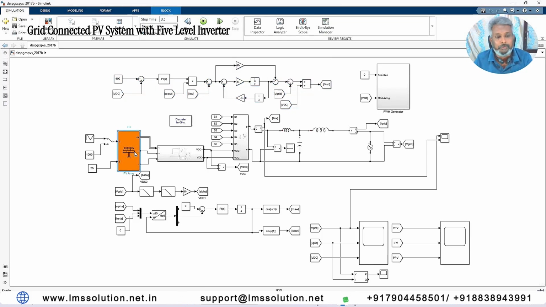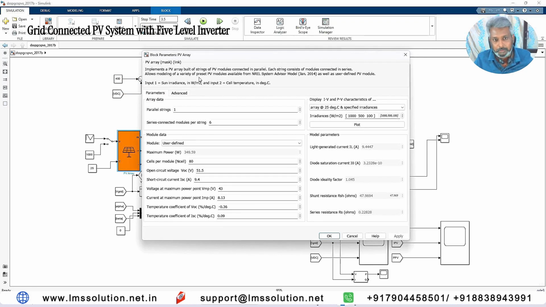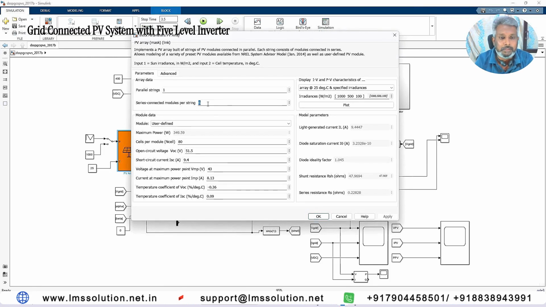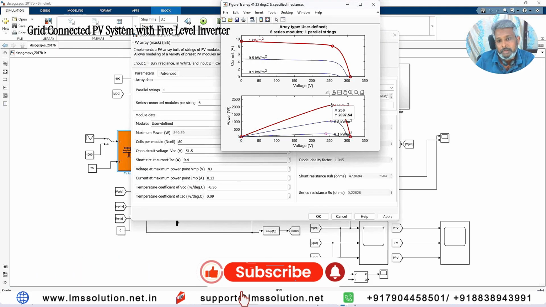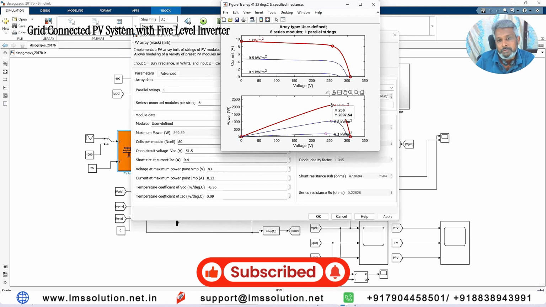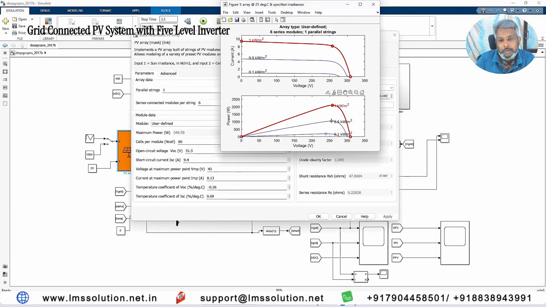First, I am going to explain about the PV system. The PV system has 6 panels in series. A single panel generates around 349.59, that means 350 watts. The single panel voltage is 43 volt and current is 8.13 amps. Totally it can generate around 2.09, that means 2.1 kilowatt at 1000 watts per meter square. For 500 it will generate around 1.1 kilowatt, and for 100 watts per meter square it generates around 196 watts. So this is a graph of the IV and PV characteristics of the considered PV array.